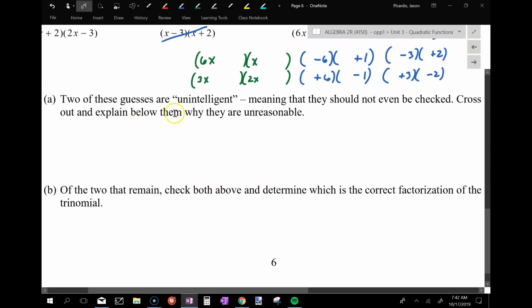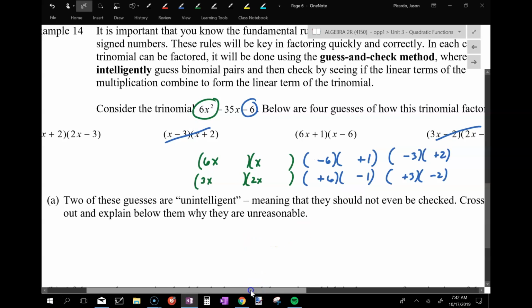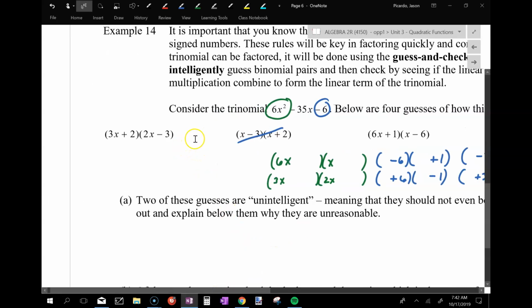So we said two of these guesses are unintelligent and shouldn't even be checked. We just cross them out. Of the two that remain, which is correct? Well, what would I do, guys? If it's a multiple choice question and I didn't want to factor it, I could take this choice, play tic-tac-toe, take this choice, play tic-tac-toe, and see which one gets me this.